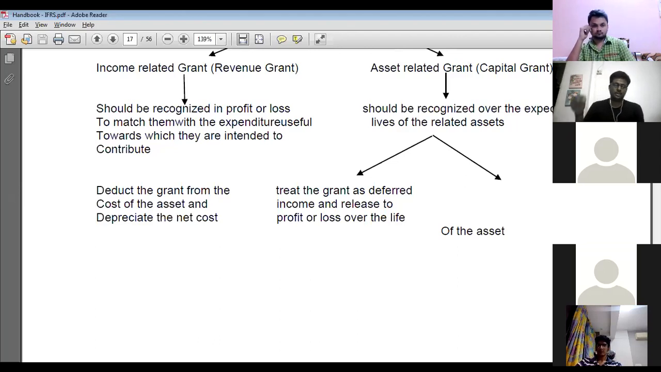So say for example, company is, government is asking a company to set up a manufacturing plant into a rural area just to provide employment for the people of that rural area. So government kya bol rahi hai ki aap yahan pe factory establish karo, aap yahan ke local logo ko employment provide karo, unka jo bhi salary cost hoga hum aapko reimburse karte hain. So wo ho gaya hamara income related grant.